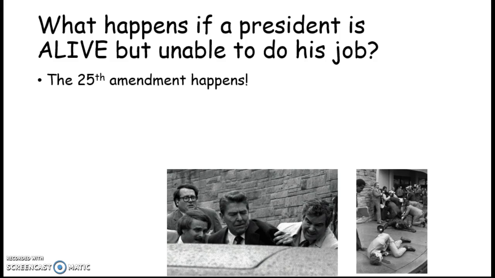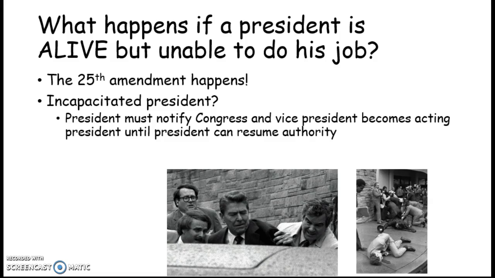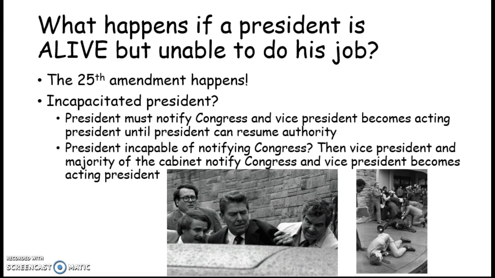What happens if a president is alive but unable to do his job? In this picture, this is when Reagan was shot and he had to go into surgery. So that's when the 25th Amendment kicks in. If the president is incapacitated, the president must notify Congress and the vice president becomes acting president until the president can resume authority. If the president is incapable of notifying Congress, then the vice president and the majority of the cabinet notify Congress and the vice president becomes acting president.